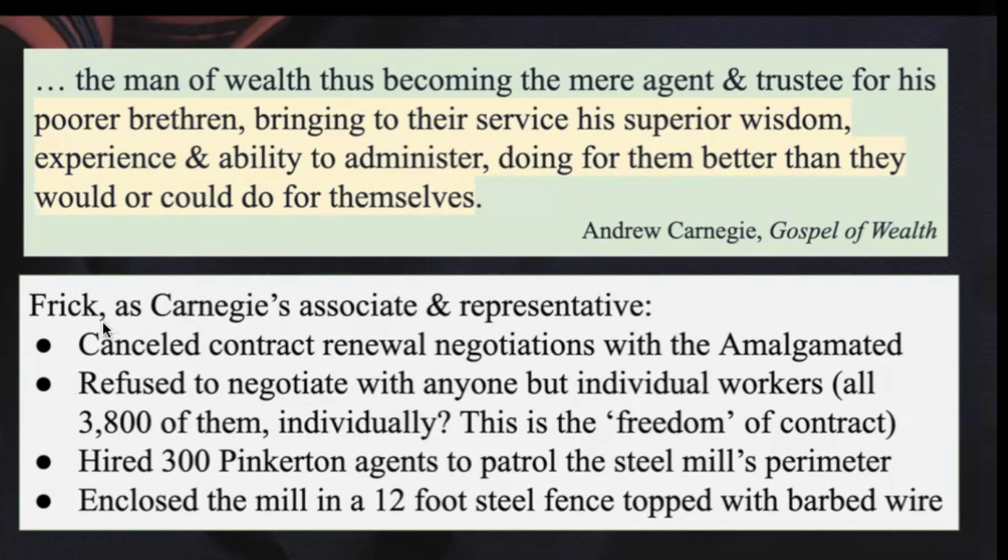Frick, as Carnegie's associate and representative, canceled contract renewal negotiations with anyone in Amalgamated, refused to negotiate with anyone but individual workers because Frick was going to sit down with all 3,800 of them individually. This is the freedom of contract. Frick also hired 300 Pinkerton agents to patrol the steel mill's perimeter and enclosed the mill in a 12-foot steel fence topped with barbed wire. I will say once again, the request at this point was for collective bargaining.